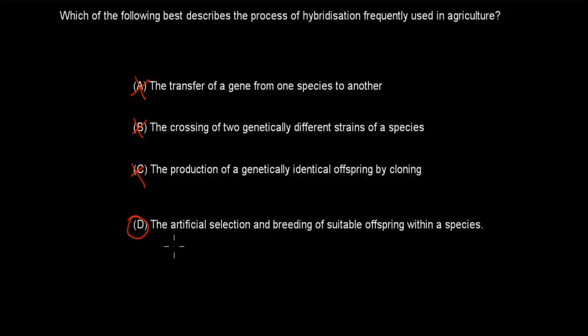The reason why this is right is because of the artificial selection and breeding of suitable offspring within a species. So where we take two species, which are similar but have the ideal characteristics, so ideal here and ideal here that we want, then the actual new offspring of those two will have the perfect combination of traits. And the way we achieve that is by having the artificial selection of those species that we start with.